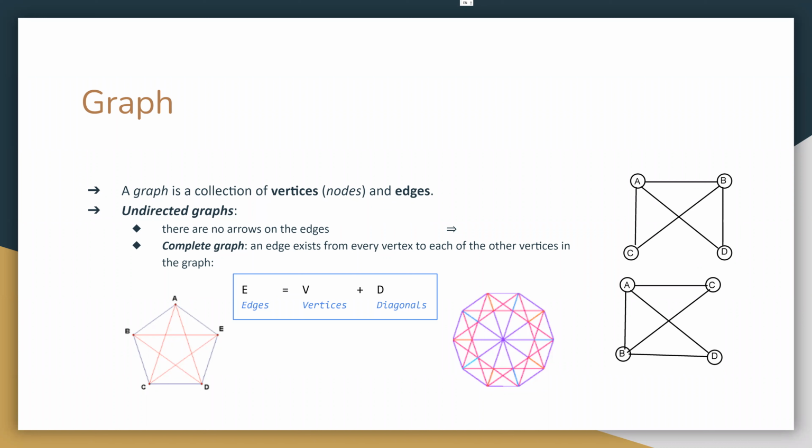So if you have a 3 node graph, what do you get? You don't have any diagonals. So you got 3 nodes, 3 edges. That's it. That's simply the simple definition of graphs that we're talking about.